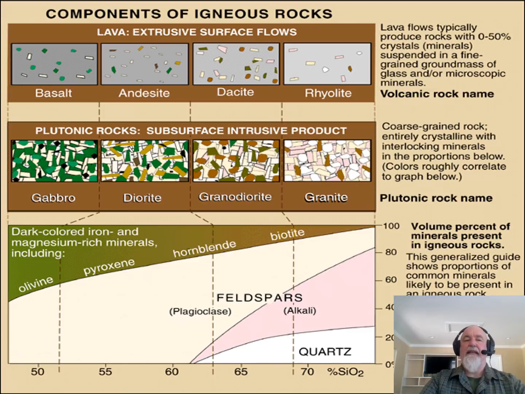So if you look at the intermediaries here, we can go from basalt to andesite to dacite to rhyolite as we increase the silica content for igneous extrusive rocks. For igneous intrusive rocks, gabbro to diorite to granodiorite to granite, again increasing in silica content from left to right for those igneous intrusive rocks.